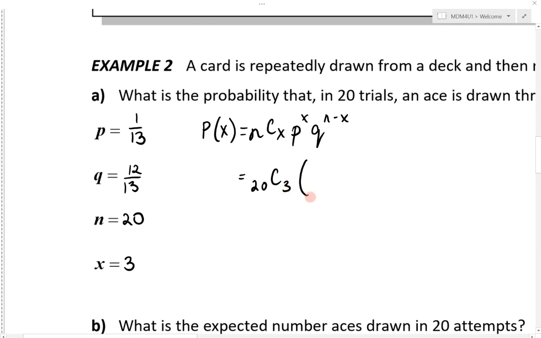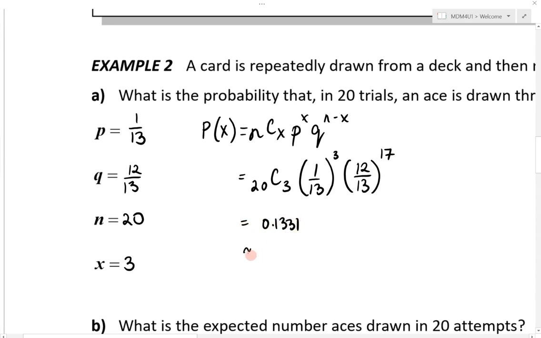times the probability of a successful outcome happening 3 times. So 1 over 13 to the power of 3 multiplied by the probability that we will fail, sorry, 17 times, because out of 20 trials, 17 will have to be failures. So 12 out of 13, the exponent 17. Okay, and that's going to give us an answer of 0.1331, or approximately 13.3%.